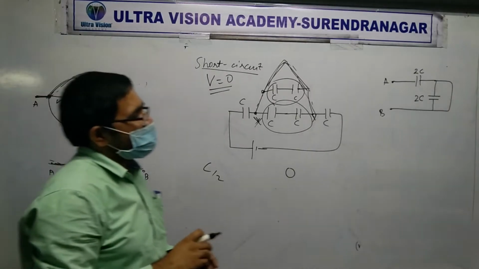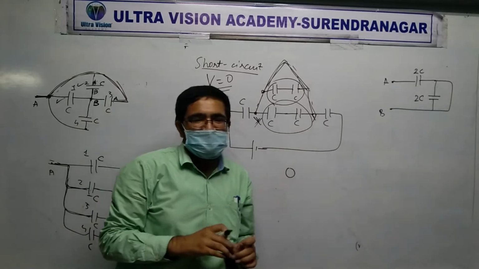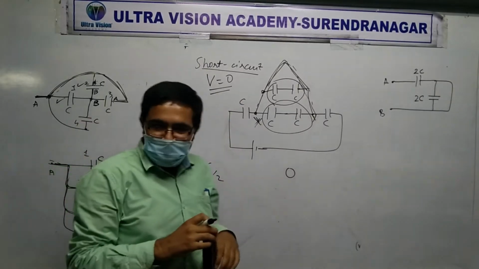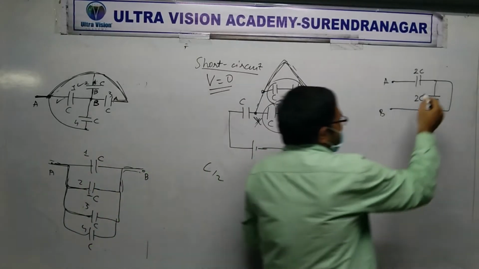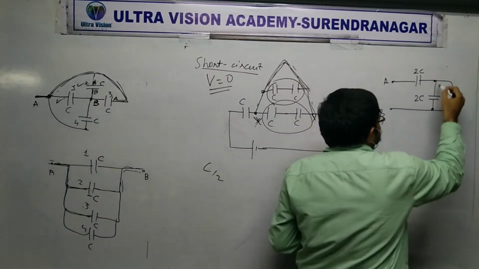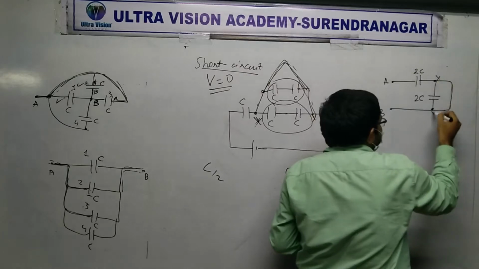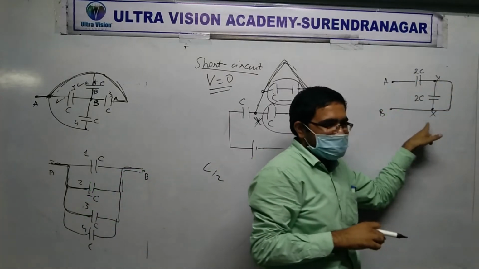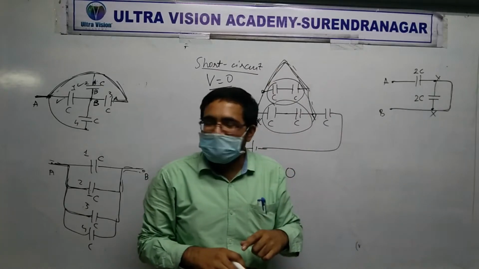2C. What is the equivalent capacitance between A and B? It is 2C. Do you understand why? Yes or no? Because look at this capacitor, both the points are the same. Do you see that? Clear? Everyone got that?